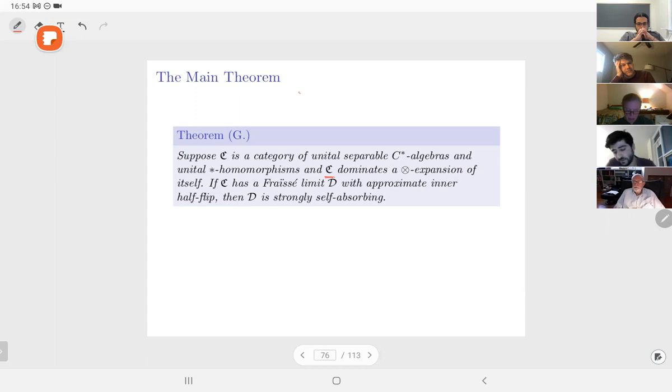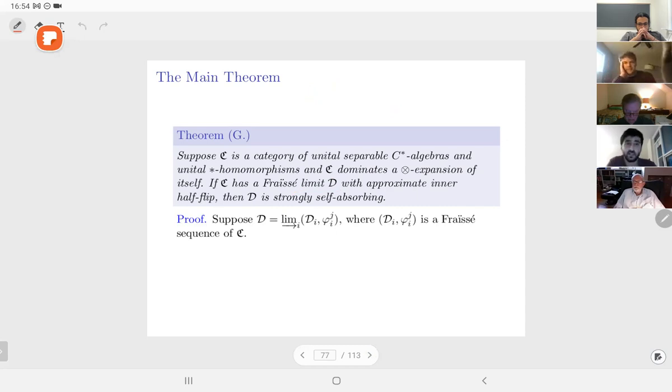So you have C and you can build a K, which is a tensor expansion of K, but C dominates K so that the Fraïssé limits of C stay a Fraïssé limit in K. Now if C has a Fraïssé limit D with approximately inner half flip, then D is strongly self-absorbing. Now the proof of this is, again, let's attempt it one more time. So we have D, which is the Fraïssé sequence of K. So D is a Fraïssé limit of K, of C, sorry. So I might in a smaller category C.